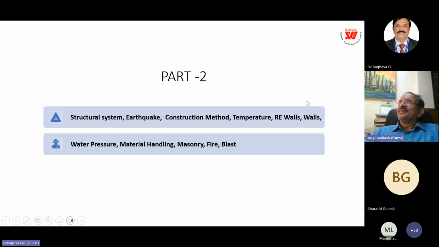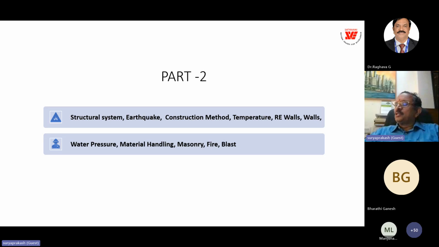Thank you. So part 2 is the structural system, which is very, very interesting for all structural engineers: earthquake, construction methods, temperature, reinforced earth walls, and masonry walls. I always mention, everybody thinks a masonry wall is the job of a mason. But actually a masonry wall also requires engineering in design, stability, and construction. This is what many people are missing. So I'll share the cases of failures of masonry walls.